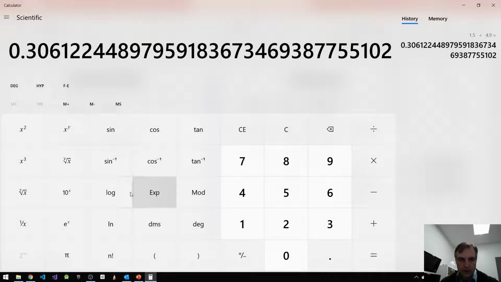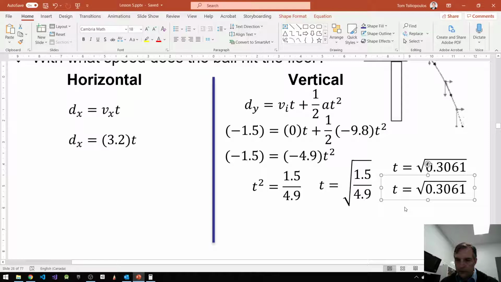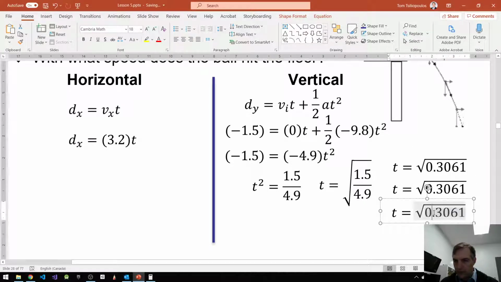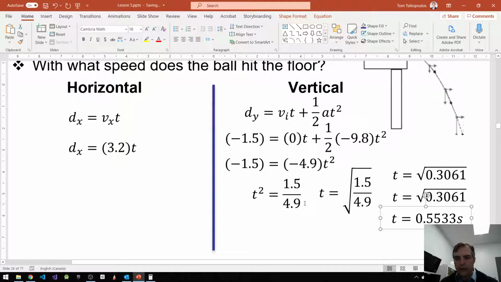If we take the square root of this, we can see that the time would be 0.5533, rounding to 4 decimal places. So t is equal to 0.5533 seconds. Okay, that is our time value. We figured out our time value. We solved for time. That's how long it takes the ball to fall off the table.